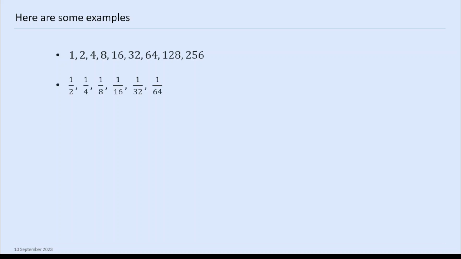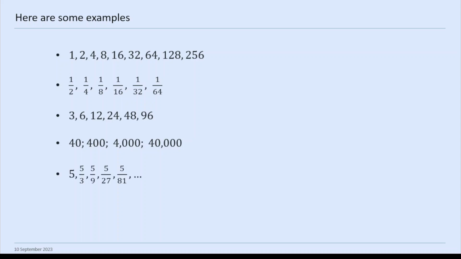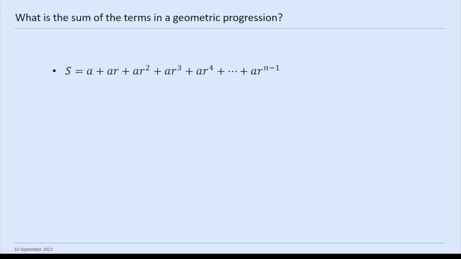Here the common ratio is 1/2 and the first number is 1/2. Here the ratio is 2, 3, 6, 12, 24, the first number is 3. Here the ratio is 10 and the first number is 40. And here the ratio is 1/3 and the first number is 5.